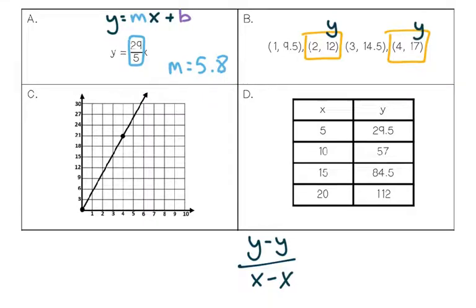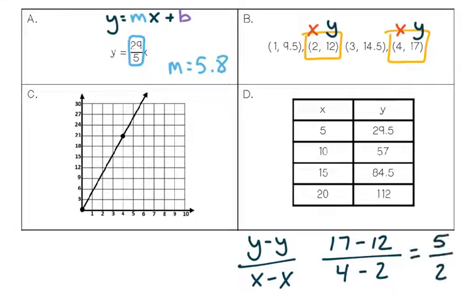Since every ordered pair is labeled x then y, I know that 12 and 17 are my y values, and I need to start with the y's in my formula. So I plugged those numbers into my formula. Now I need to plug in their x values. Since I started with 17 in the formula, I'm going to start with 4, and then I'm going to do minus 2. Then I just need to simplify this expression. I got 5/2, and it's probably easier to compare all these as decimals. 5 divided by 2 is 2.5.